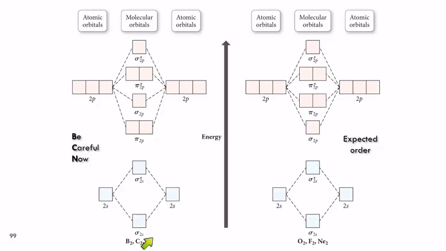For boron, carbon, and nitrogen, what happens is these two are flipped.